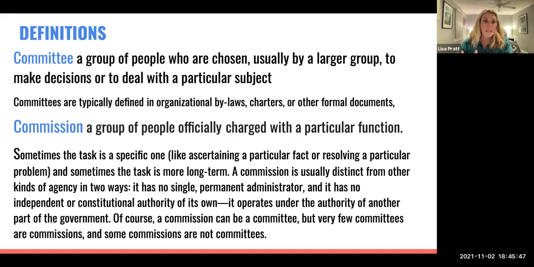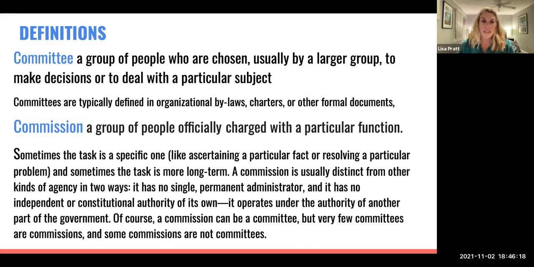So these are just a couple definitions. I will let you all just read, and I'll talk about it a little bit, just so we're all on the same page. When we talk about Kennebunk and the charter, all of these words are in our charter. Essentially, a committee, and these come from the Oxford Dictionary, is a group of people chosen usually by a larger group to make decisions or deal with a particular subject.